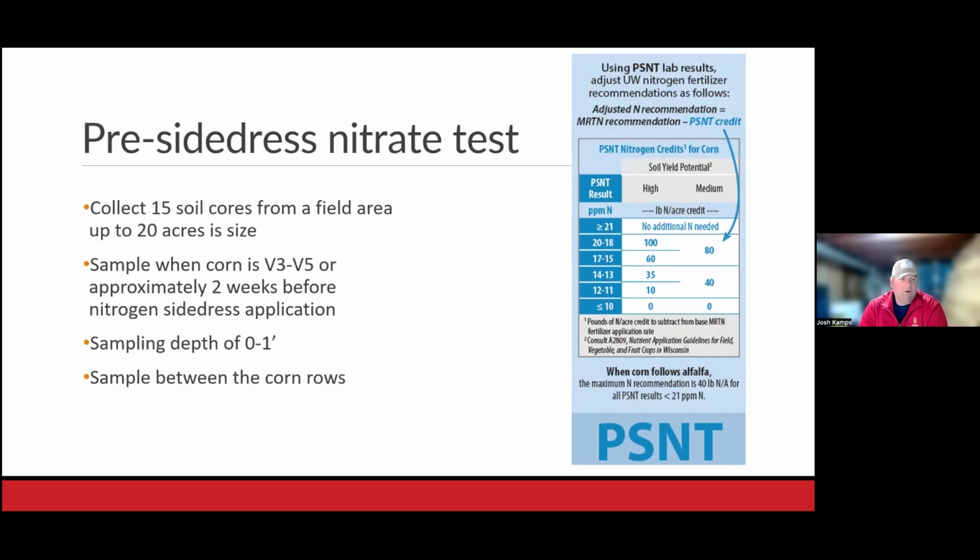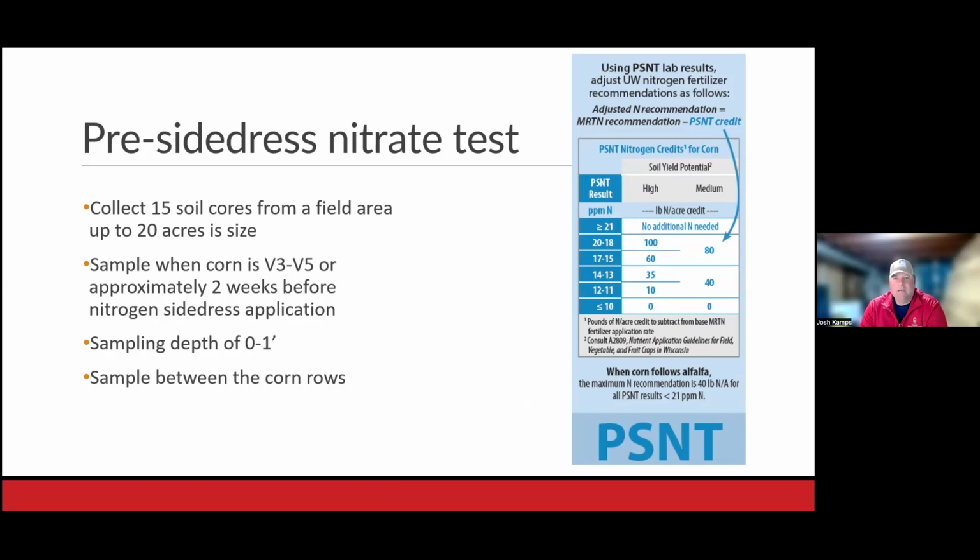Okay, so another, I guess, reason to kind of know what our growth stages are is for our fertility application and the sampling. Again, 15 cores from across the field area up to 20 acres in size. So if your field is 10 acres, you can still pull 15 cores. If your field is 40 acres, you're going to want to pull two separate samples. Okay. Sampling depth, though, is just 0 to 1 foot and sample between the corn rows.